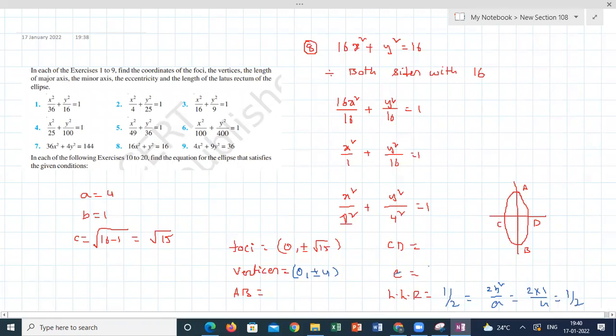Eccentricity is root 15 by 4. Sorry, 4 only. Yes, it is less than 1, it should be less than 1. So AB is equal to 8, CD is equal to 2. Correct? 2a, 2b.